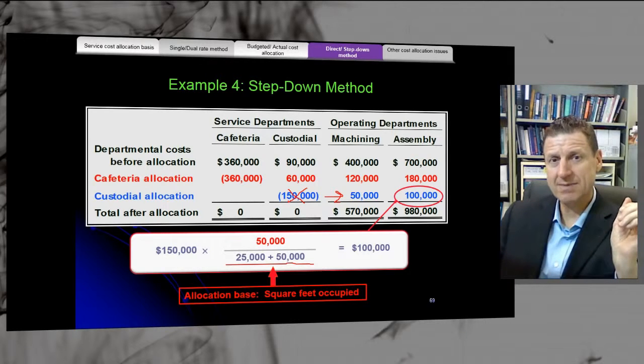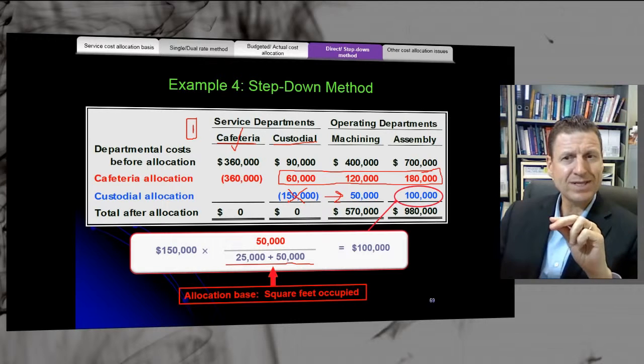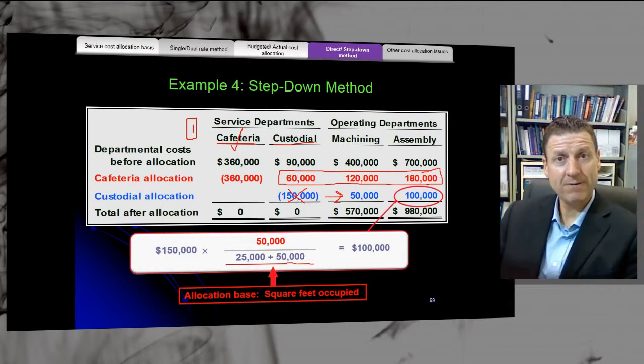So in summary here with the step down method, number one, it's about working out which of these departments provides the greater economic benefit. And we decided it is the cafeteria. Number two, we need to decide what is the total allocation base that we're working with for the remaining departments. It wasn't just machining and assembly, it is now machining, assembly and custodial. It wasn't just 50 employees, it is now 50 employees plus 10 employees in custodial, 60 employees. So now you have a new allocation formula to allocate that 360,000. We had to actually change the allocation formula.